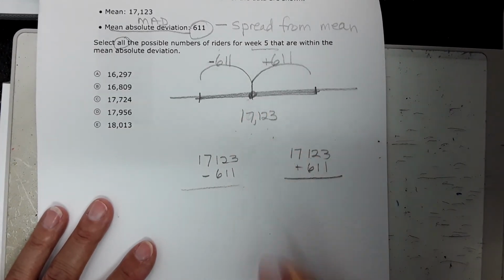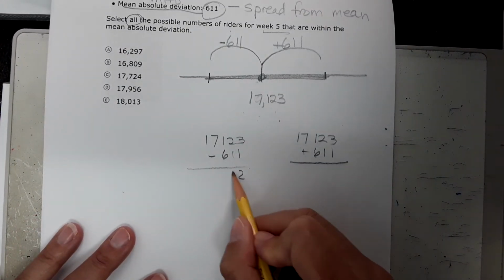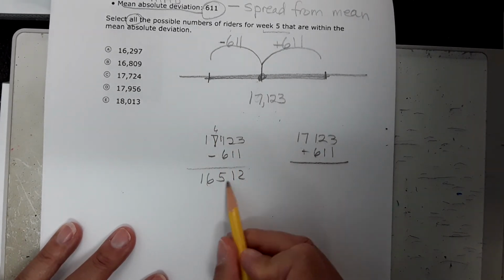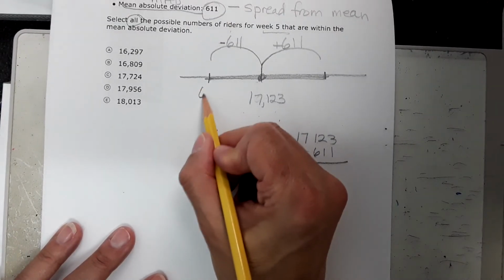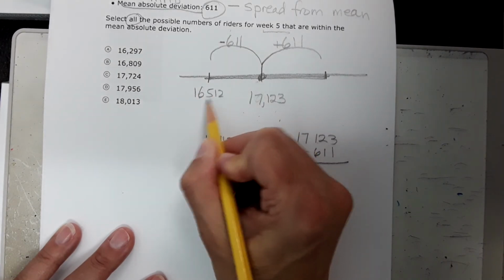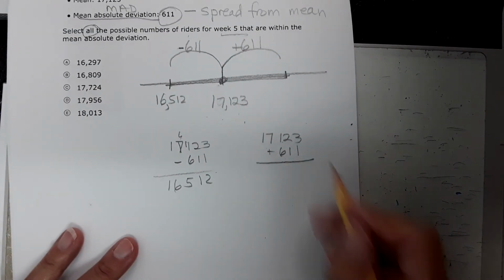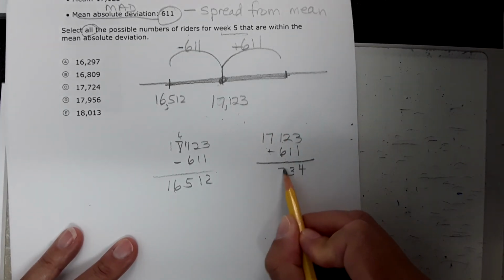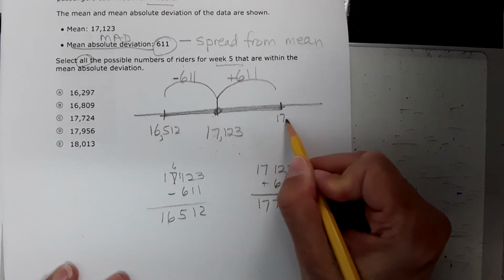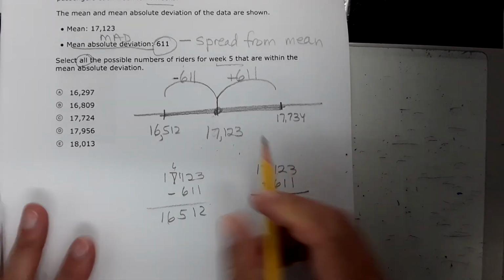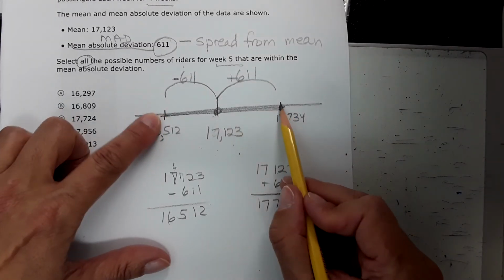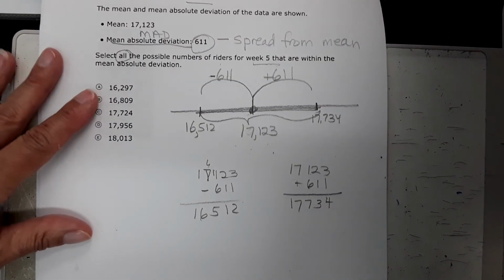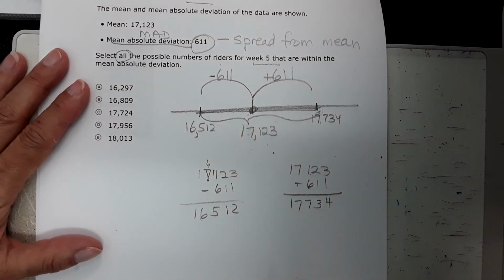Here's the mean. All right, so I'm going to subtract. I have to borrow here. So I get 16,512. So that's our beginning point. And then our ending point over here, 17,734. So the numbers can be from here to here. This is where the spread is. So which numbers fall within this spread?